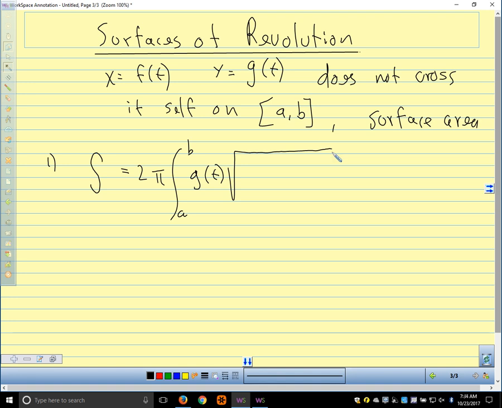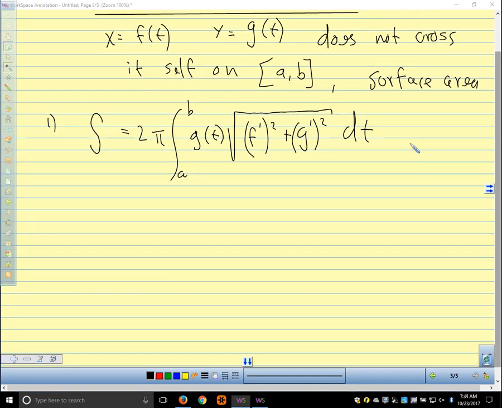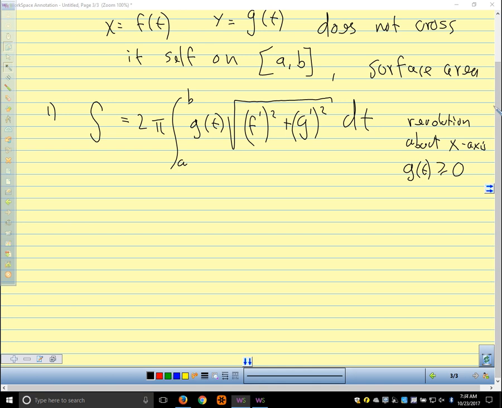times our arc length. Can we just say ds? If you would like to, dt, just as long as you remember what ds is. This is revolution about the x-axis. And we need g of t, our radius, to be positive, or non-negative, I guess. Because it can be 0, we just don't want it to be negative.